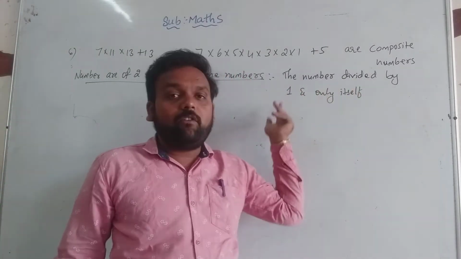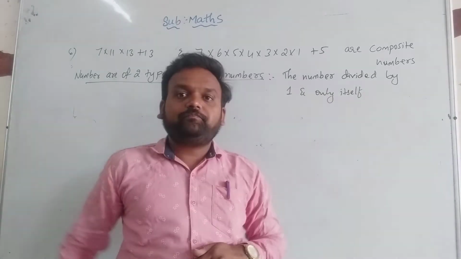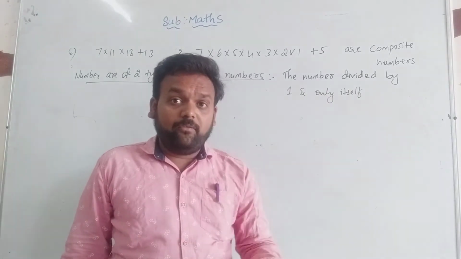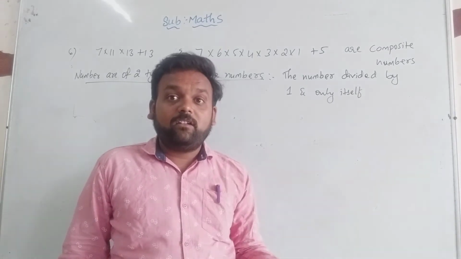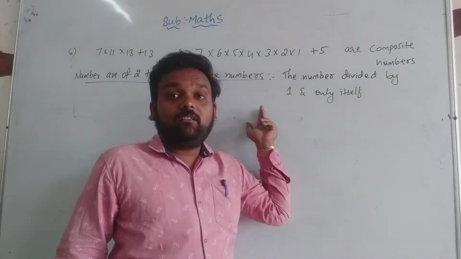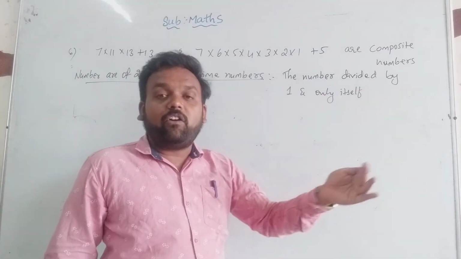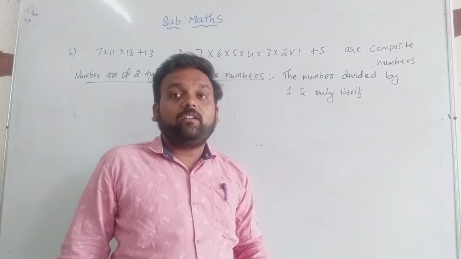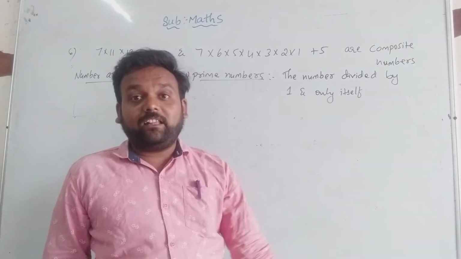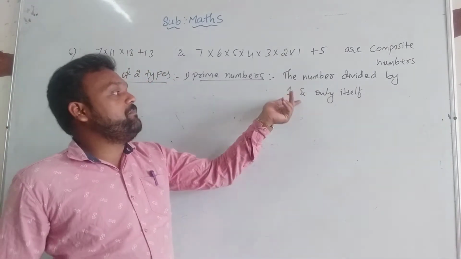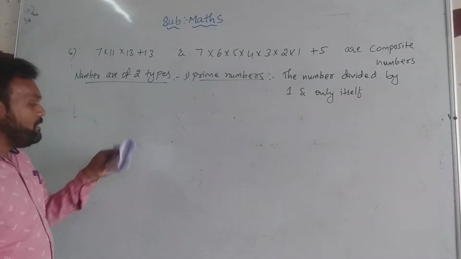For example, 5. 5 divided by 1 gives 5. 7 divided by 1 gives 7. That means the number is divisible only by 1 and itself. If you divide 5 by 5, you get 1. If you divide 5 by 1, you get 5. Numbers divisible only by 1 and themselves are called prime numbers.